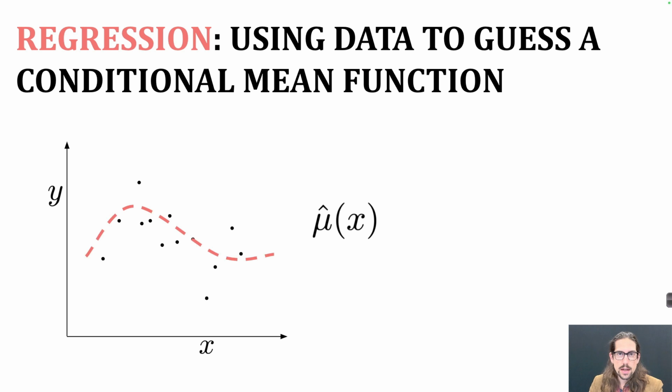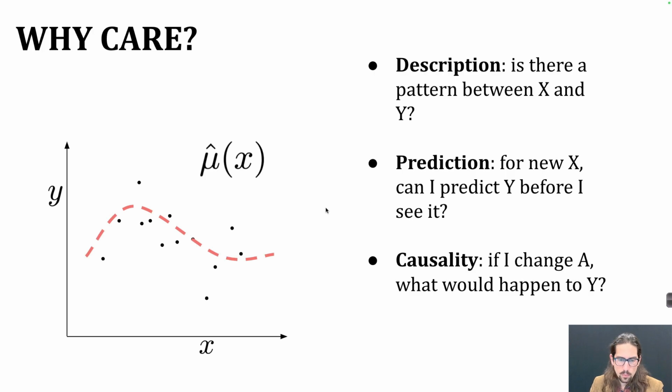How do we use the data to get at some curve like this, some function that is an estimate? Here we use the hat to show that this is a guess for the conditional expectation function. How do we get a guess for the conditional expectation function? And why should we care? Why does it matter that we know or don't know the conditional expectation function?